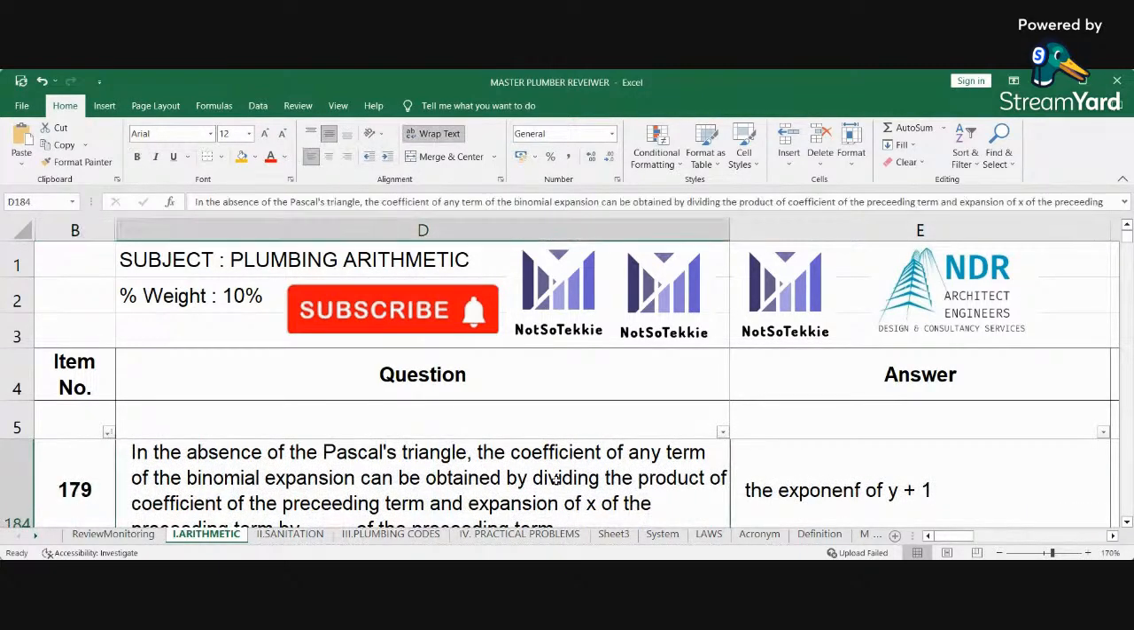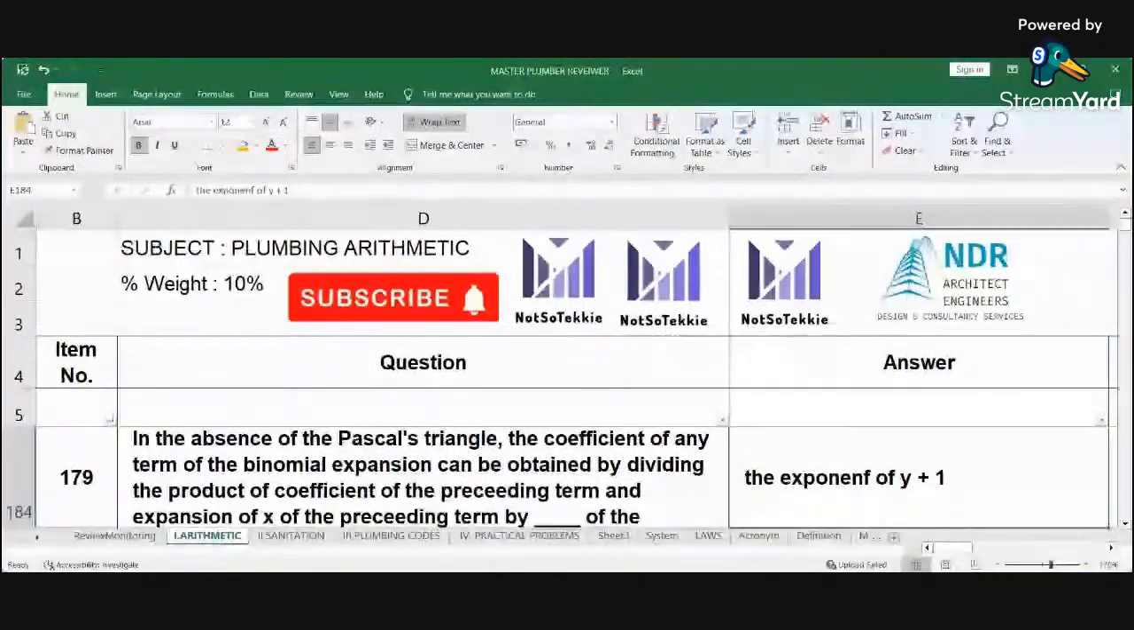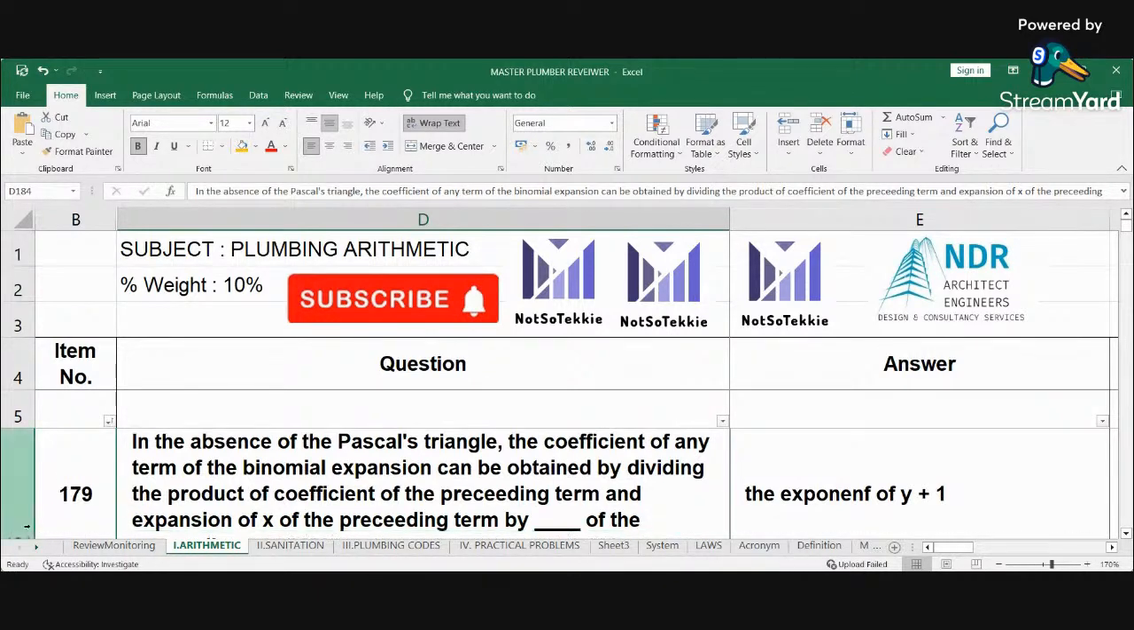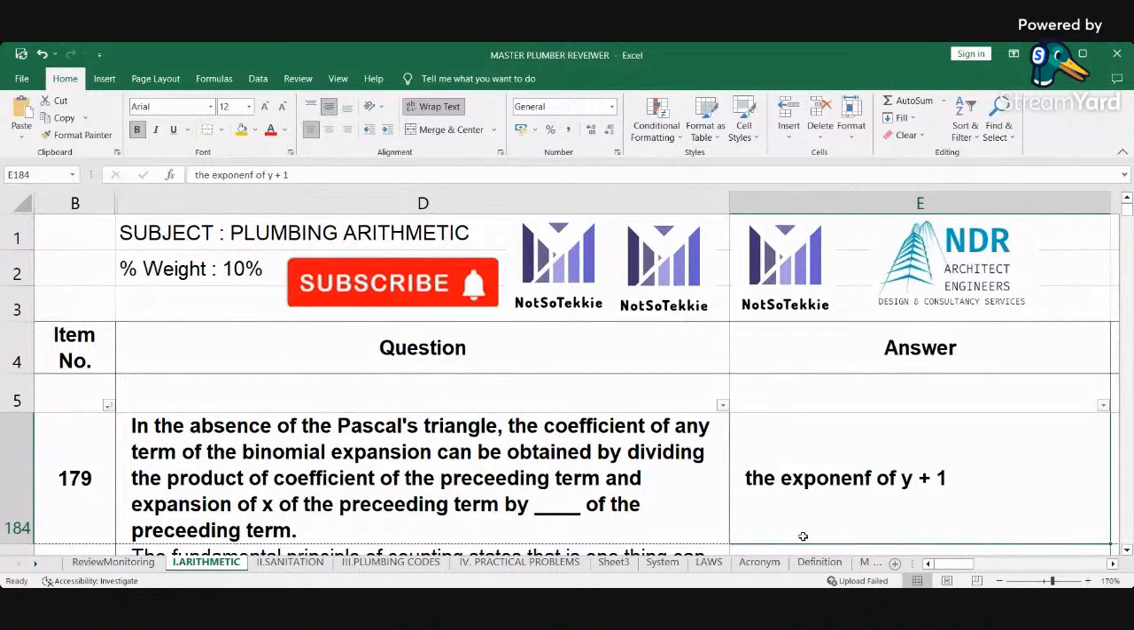179. In the absence of Pascal's triangle, the coefficient of any term in the binomial expansion can be obtained by dividing the product of the coefficient of the preceding term and the exponent of x of the preceding term by the exponent of y plus 1 of the preceding term. The answer is the exponent of y plus 1.